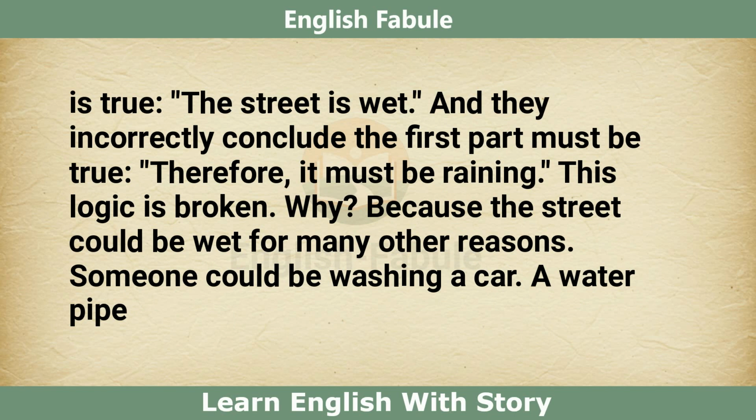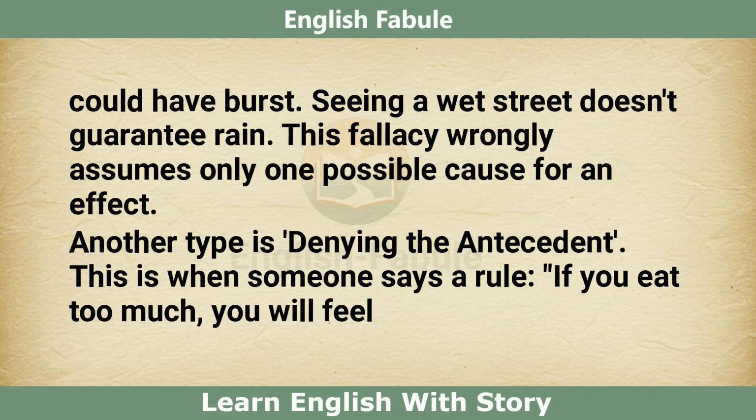This logic is broken. Why? Because the street could be wet for many other reasons. Someone could be washing a car. A water pipe could have burst. Seeing a wet street doesn't guarantee rain. This fallacy wrongly assumes only one possible cause for an effect.